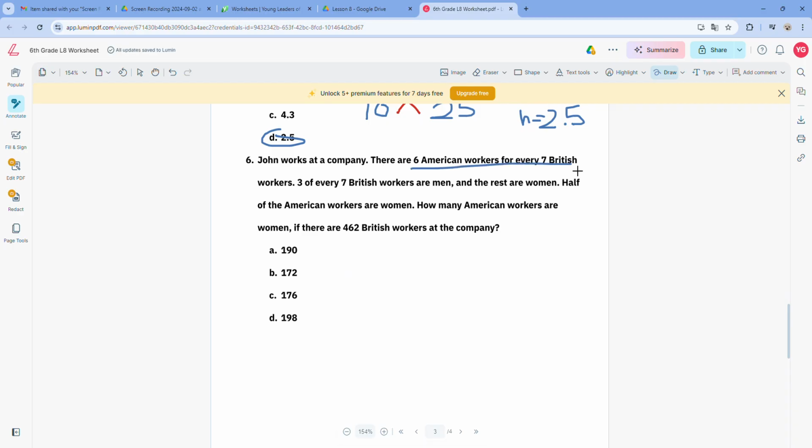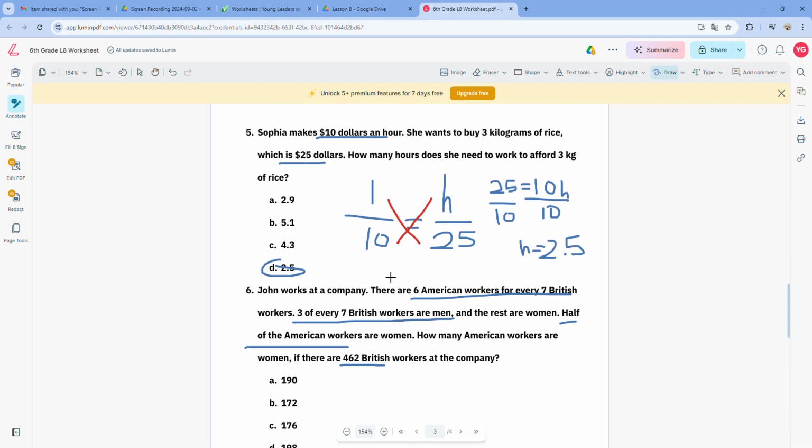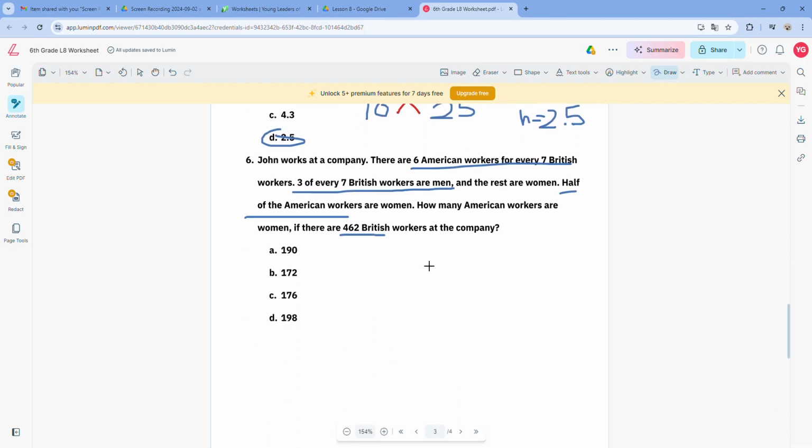John works at a company. There are 6 American workers for every 7 British workers. 3 of every 7 British workers are men and the rest are women. Half of the American workers are women. How many American workers are women if there are 462 British workers at the company? So this one's a little bit more than what we've previously been doing, but that's okay. We can just set up a proportion with the amount of American workers to British workers here.